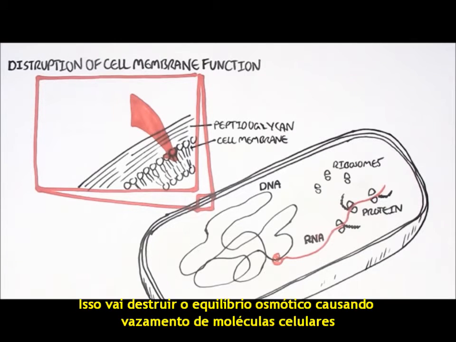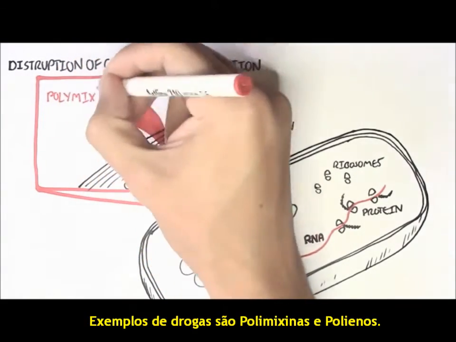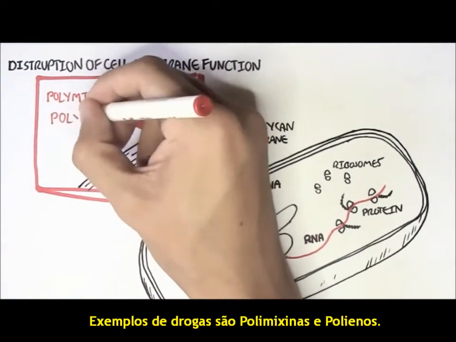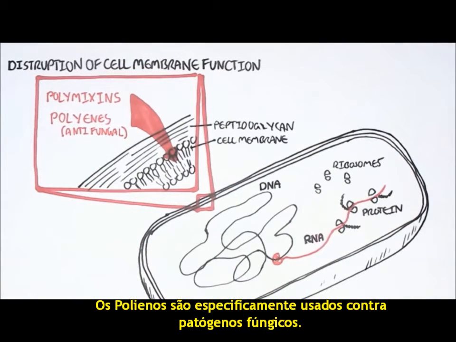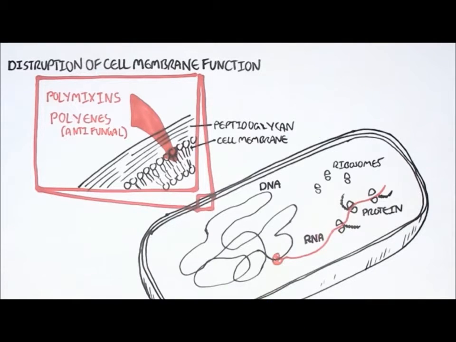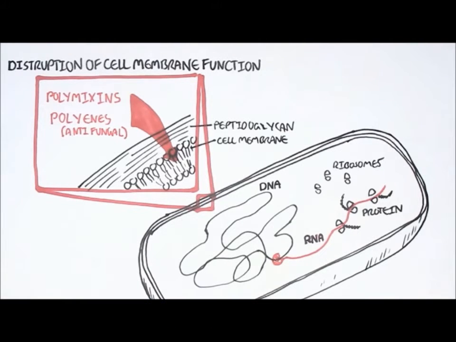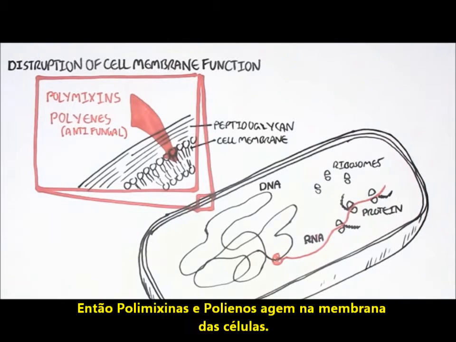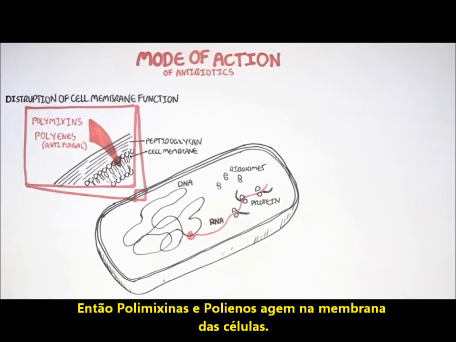This will disrupt the osmotic balance, causing leakage of cellular molecules, and essentially it will increase the water uptake, leading to cell death. Examples of these drugs are polymyxins, which I spelt wrong, and polyenes. Now, polyenes are actually specifically used against fungal pathogens, but that's just a note to know that you can use polyenes that target cell membranes in fungus. So polymyxins and polyenes target cell membranes.